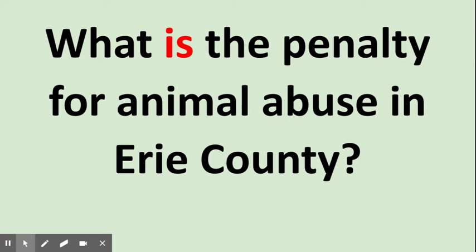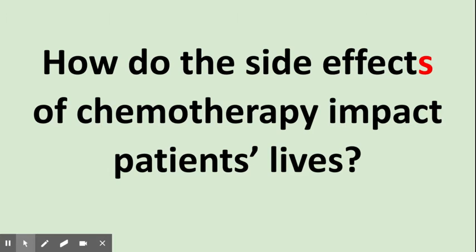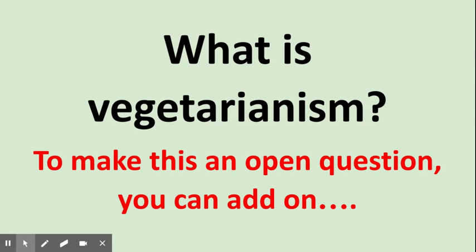What is the penalty for animal abuse in Erie County? Penalty is singular. That's my clue that this is a closed question, right? Even if it took 2 or 3 sentences to explain, I'm basically going to state what that penalty is and move on. Very short, closed answer. How do the side effects of chemotherapy impact patients' lives? Again, I've got that plural there, effects. I could talk about 2 or 3 or 4 of these, take up some nice space, and really delve into how these people's lives are impacted. That's a great open question.